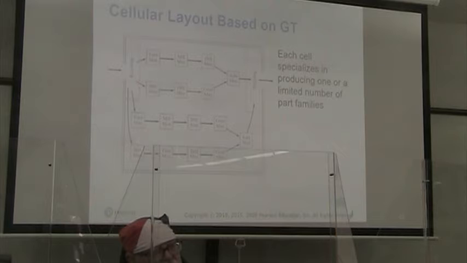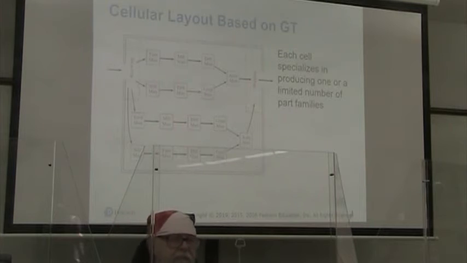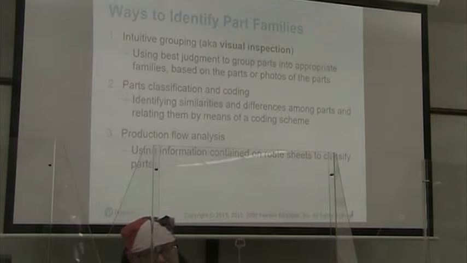Turning this into a cellular layout based on our group technology and part families, we have receiving with our stock, and our parts are separated into which of the cells it would go into to be finished into the part or component that it's going to be.